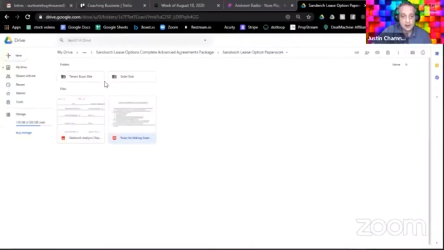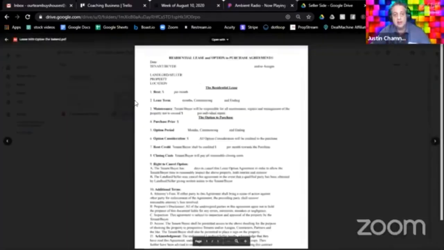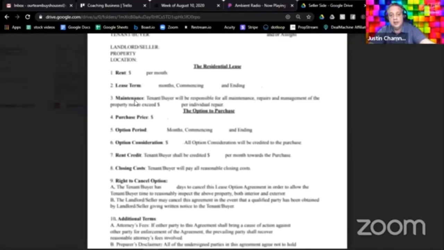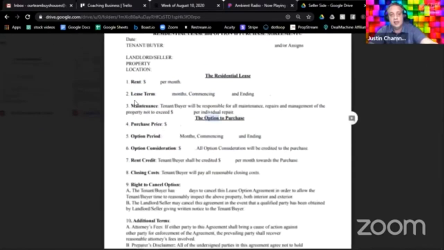So I'm going to click the seller side button here, and it's going to pop up lease with option right here. One document, lease with option. I'm going to click on it, and you can see what it looks like. It's a fill in the blank kind of thing. Residential lease and option to purchase agreements. The date, you are the tenant buyer. This is between you and the seller, and or assigns, landlord, seller. That's their information. Homeowners, rent per month, lease, how many months, commencing when, and ending on what day, maintenance, purchase price, option period. So this has everything you need.